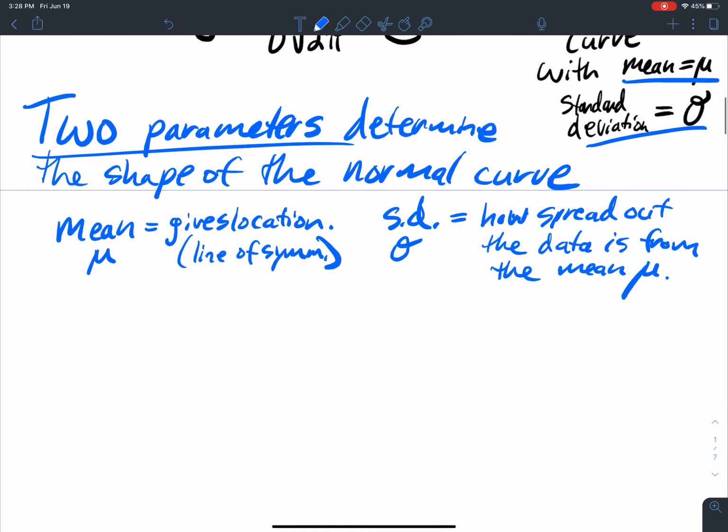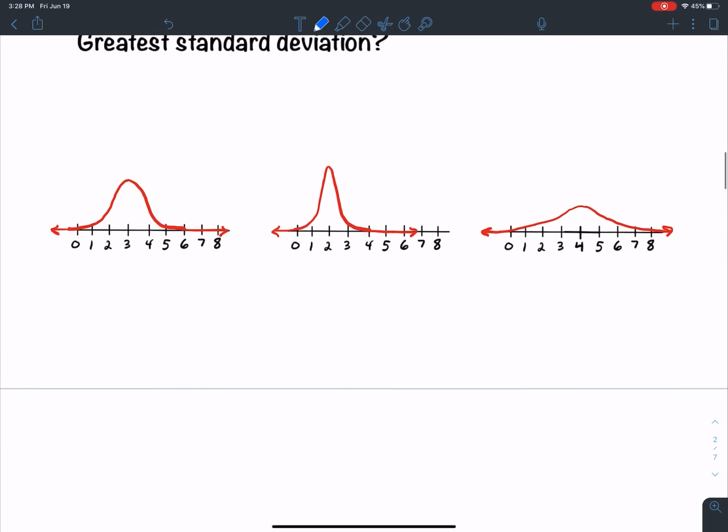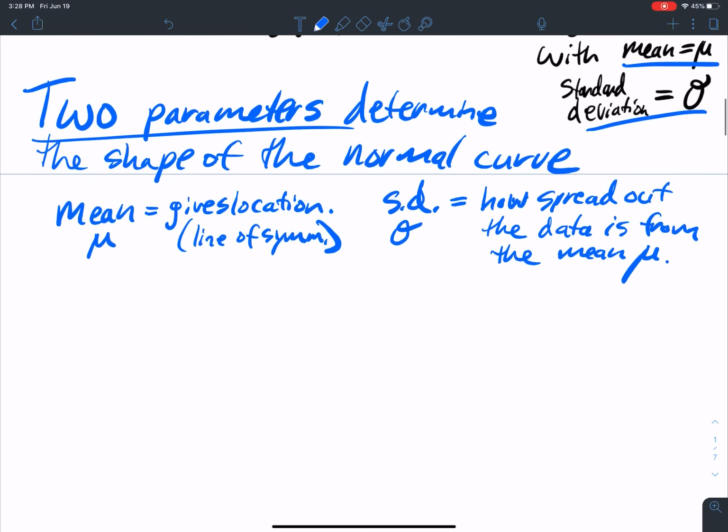Now, there are many normal distributions.